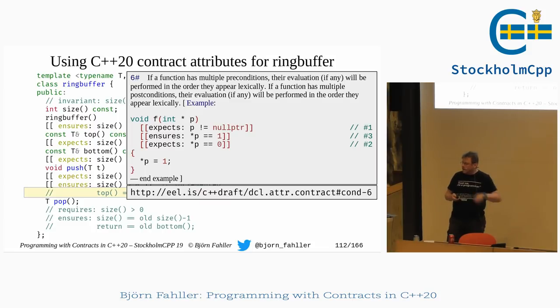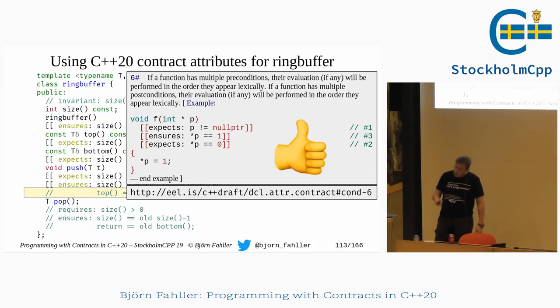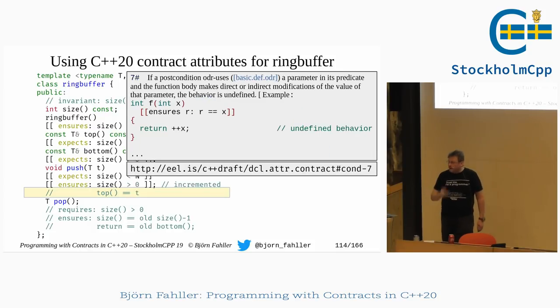And this one. Top is T. Okay, so to begin with, we have two postconditions. If a function has multiple postconditions, their evaluation, if any, will be performed in the order they appear. Okay, good. So far, so good. But the value then? If a postcondition ODR-uses the parameters in its predicate and the function body makes a direct or indirect modification of the value of that parameter, the behavior is undefined. That was the question. What happens if the implementation makes a change to the parameter value?